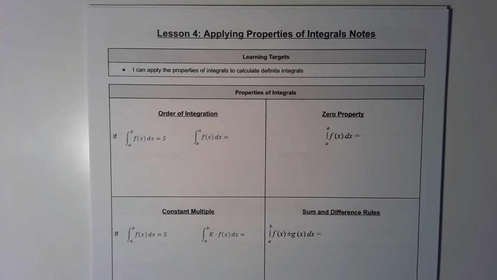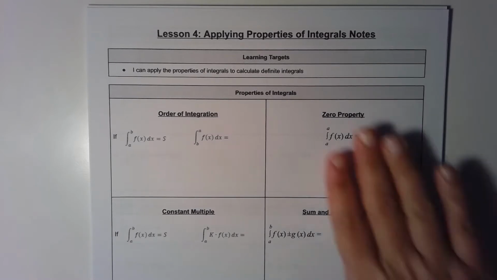Now, we're going to start today with what are called properties of integrals. Properties of integrals go back to the fact that integrals are areas on a graph, and they use what we know about areas in order to take known values and find the value of a new integral.